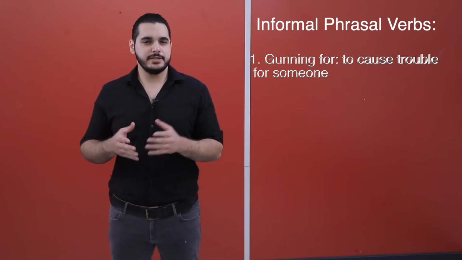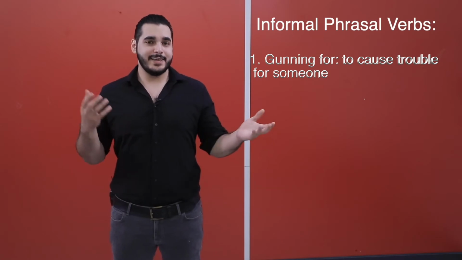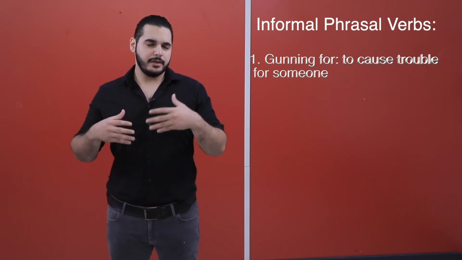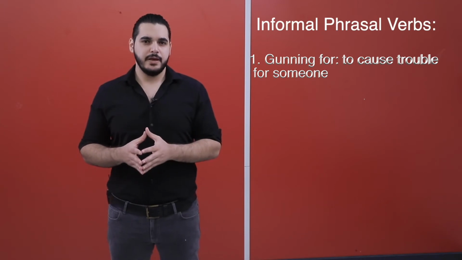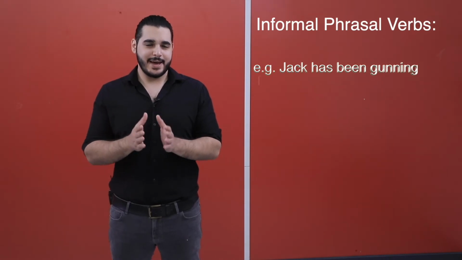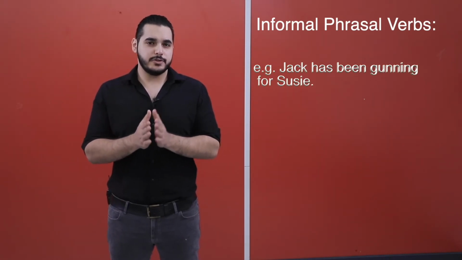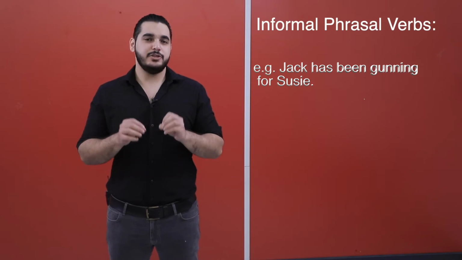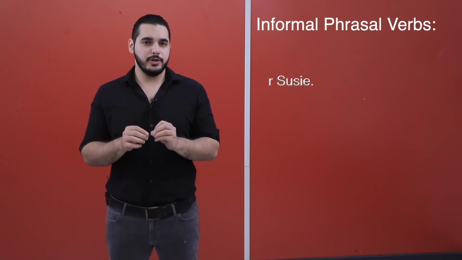Let's take an example. Let's say we have two people, Jack and Susie. Jack and Susie work in the same place. They're always competing. Now, let me use this example about them. Jack has been gunning for Susie. This example means that Jack has been trying to cause trouble to Susie.